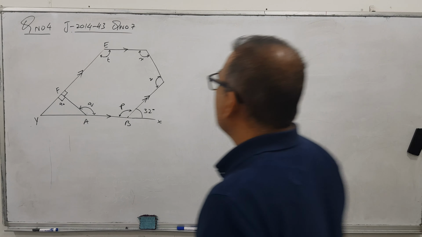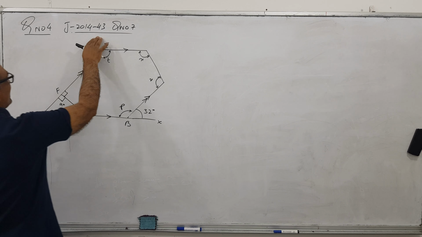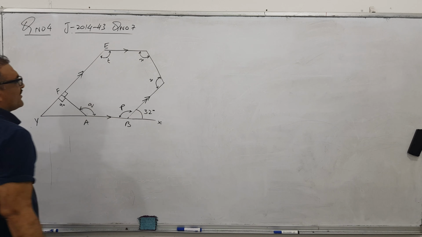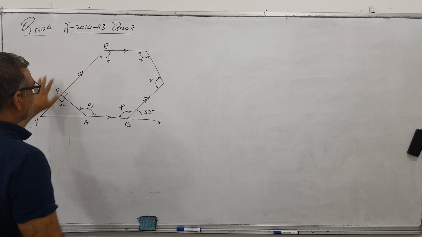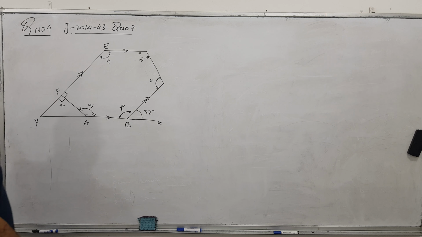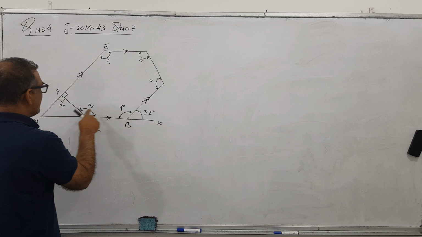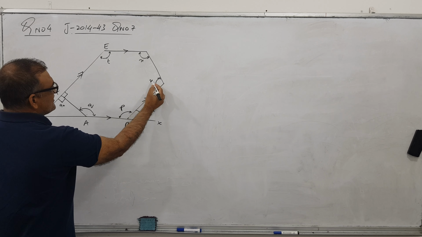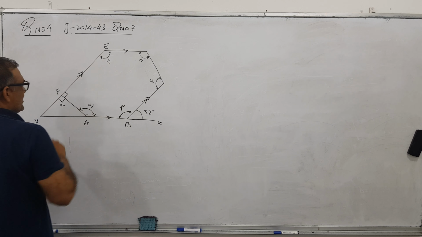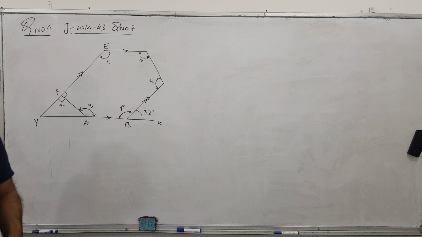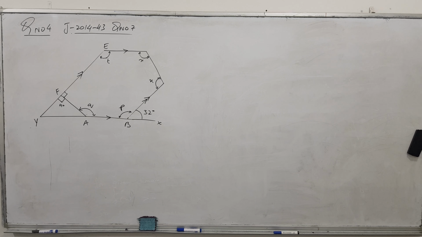So we have a June 1443 variant question number 7, and we have this diagram mentioned here. How to find out the unknown angles P, Q, X, X, T? We have these angles to find. So let's see how we can find them.